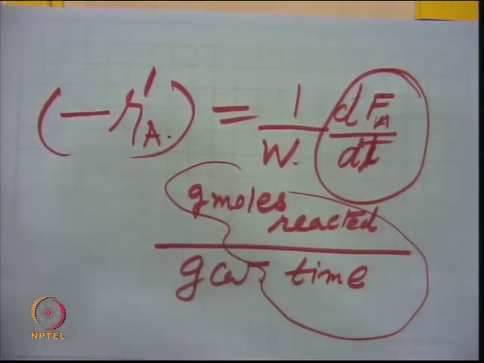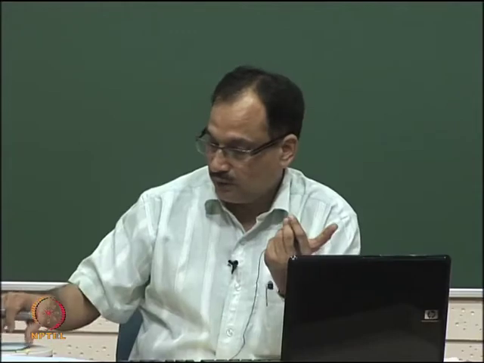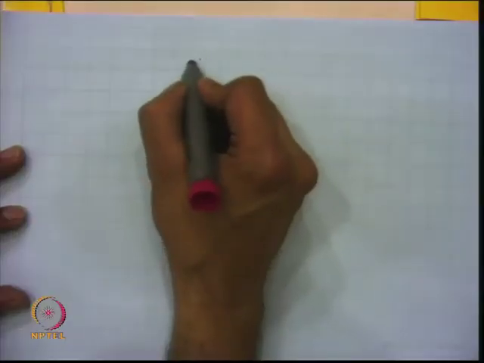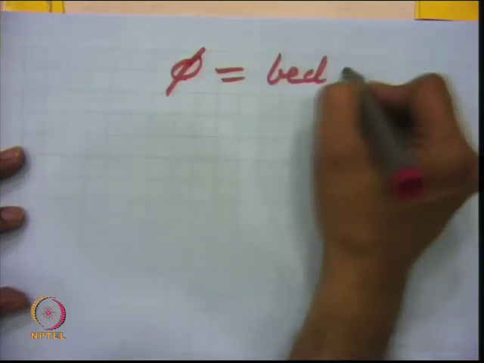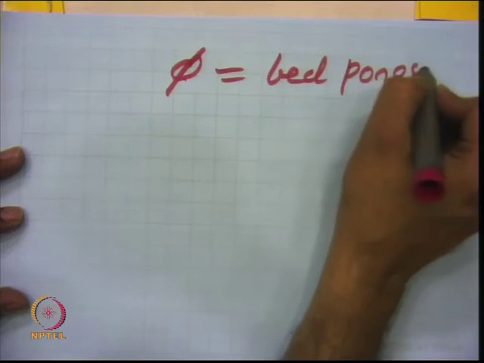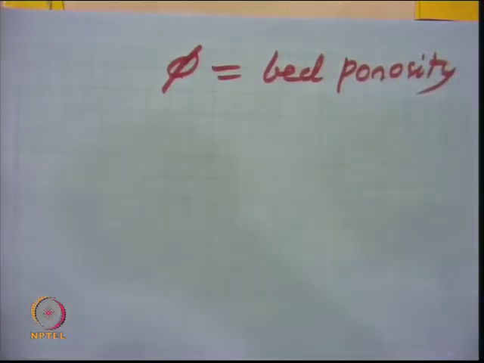And this can be defined per unit surface area of the catalyst also, and sometimes we can define it per unit volume of the reactor also. But what I told you last time is that suppose the bed has some porosity phi. Sometimes we write phi as the bed porosity, and pellet porosity is different, that is when you have taken a catalyst pellet, its porosity inside the particle.